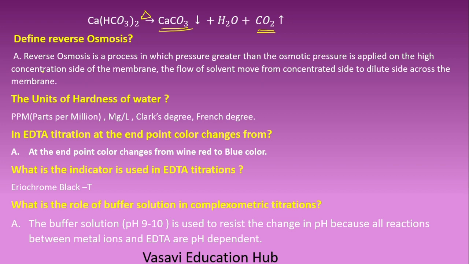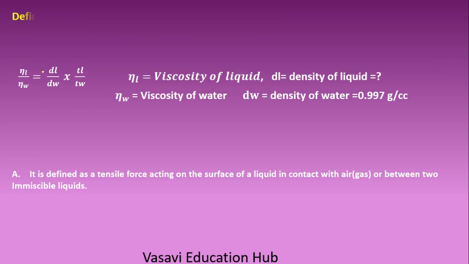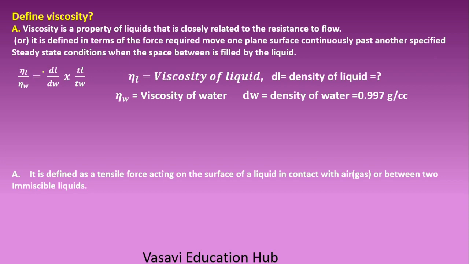Okay, so that is the role of a buffer solution in complexometric titration. Right. So define viscosity. What is meant by viscosity? Viscosity is a property of liquid. It is very important. It is not a property of solids and gases. Viscosity is a property of liquids that is closely related to the resistance to flow.